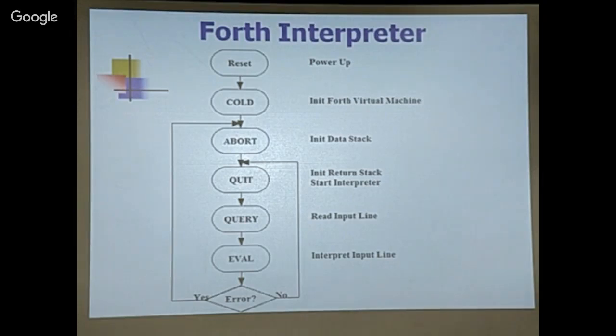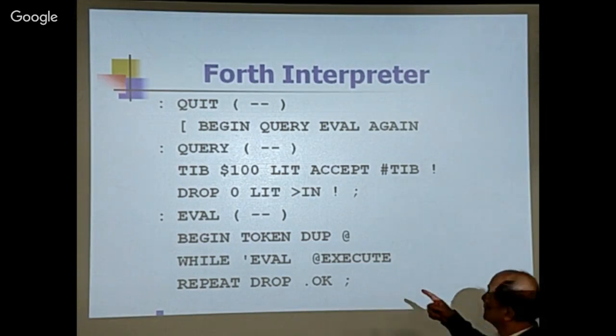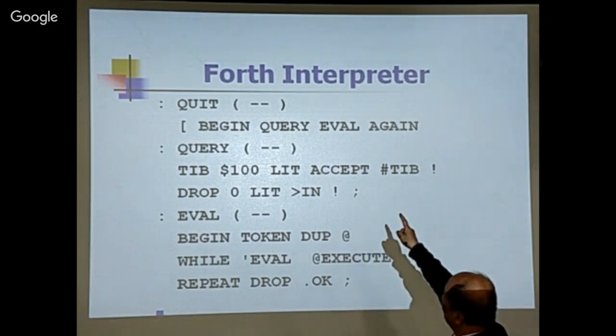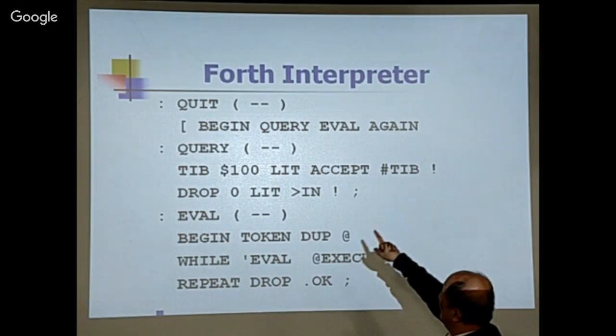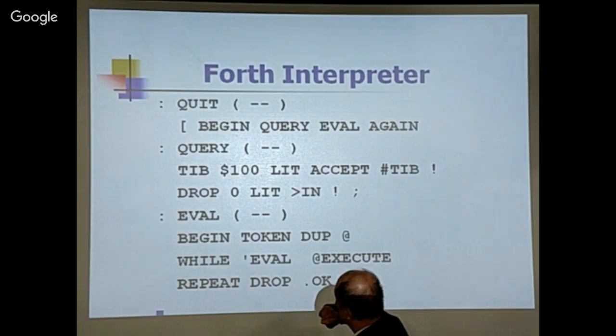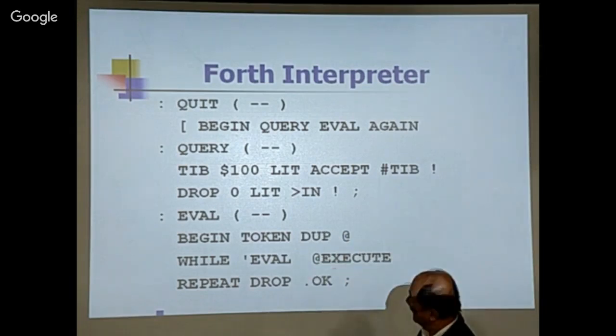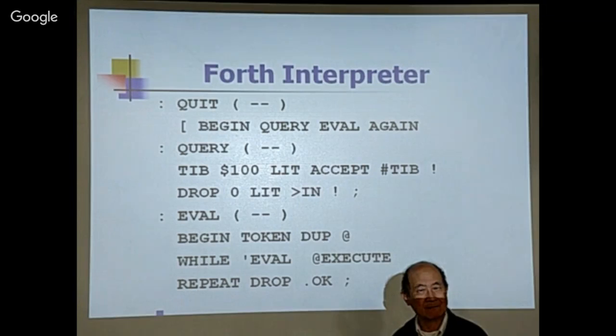In the E4, you can see quit is a loop of query and eval. And query just opens up the terminal input buffer and expects up to 80 characters. But here I expanded the TIB so that it would accept up to 256 characters. So you can really send big lines of code, big packets.